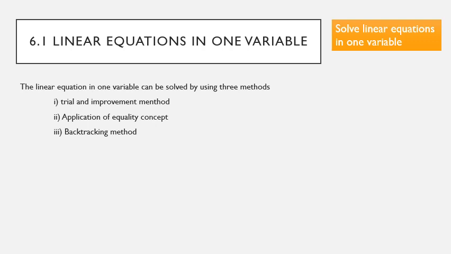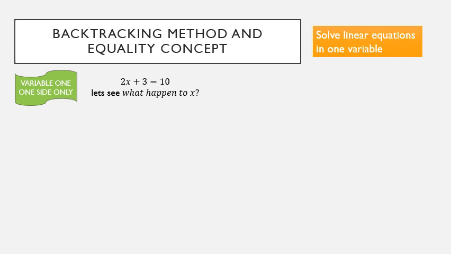Next. Okay, so macam mana kita nak selesaikan linear equation? So linear equation ni dia ada beberapa cara untuk kita selesaikan. So dia ada 3 method. So trial and improvement method, equality concept and backtracking method. But today we are only going to focus on second and third. Okay, let's have a look at one example.